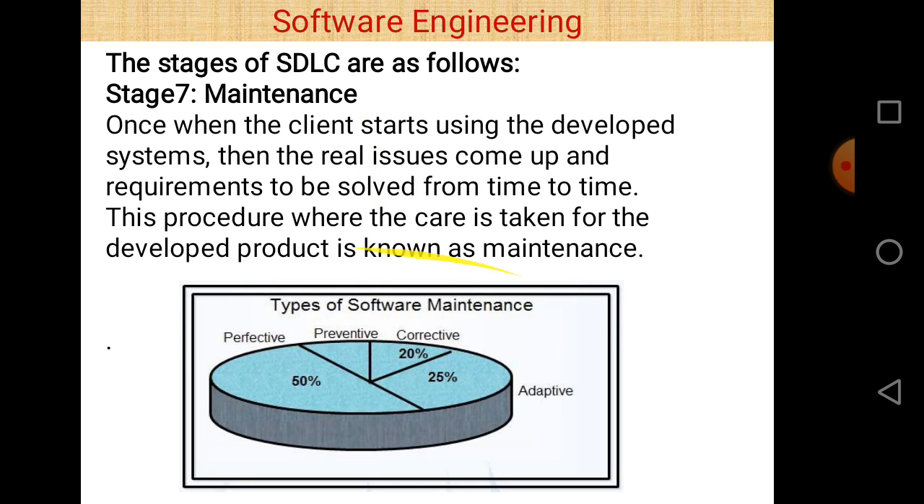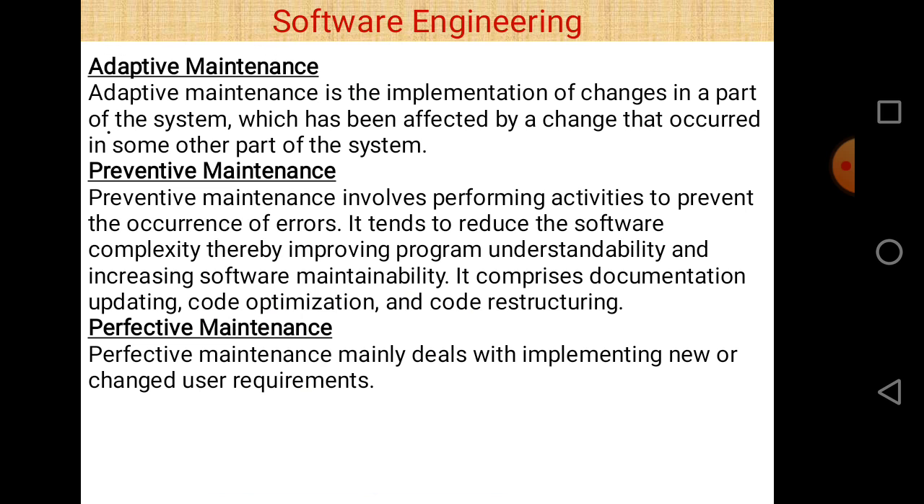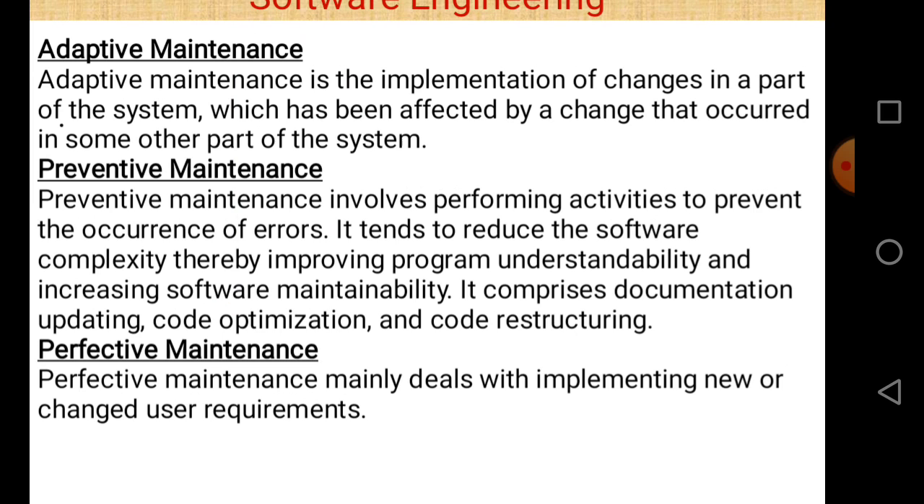So let us take a quick revision of all this. Adaptive maintenance is the implementation of change in a part of the system which has been affected by a change that occurred in some other part of the system. In the future, if we change some other part of the system and it affects the functionality of another part or program, then to overcome this difficulty there is maintenance called adaptive maintenance.